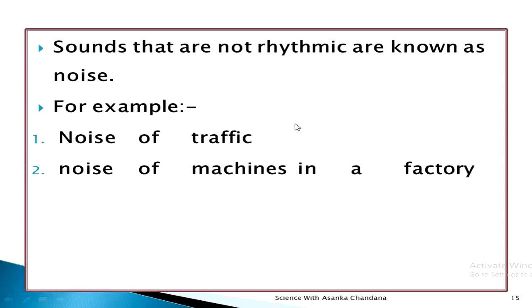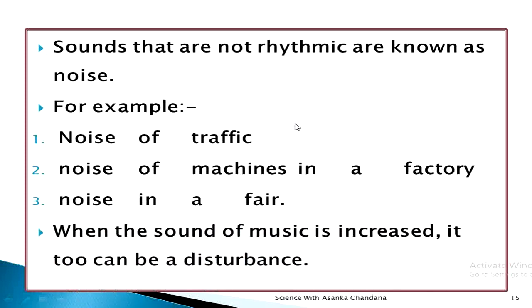And also noise of machines in the factory, it is also not rhythmic, therefore it also belongs to noise. Next one, noise of a fair. And also when the sound of music is increased, it too can be a disturbance.